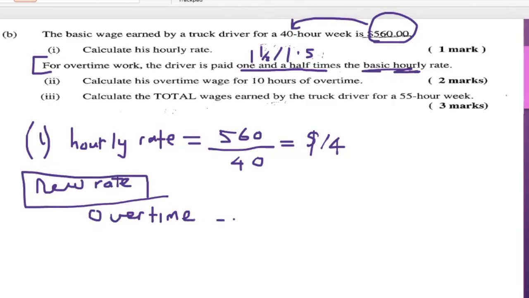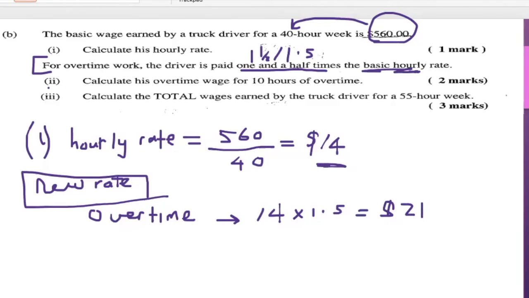If you work overtime, your new rate will be $14 times 1.5, whichever way you prefer, that is okay. So to calculate this, remember the $14 is the $14 that I got from part 1. So 14 times 1.5, and that will give me $21. So you'll be paid $21 per hour if you're working overtime.